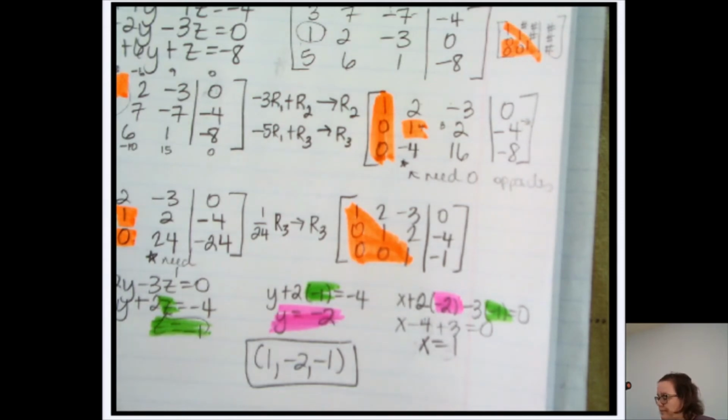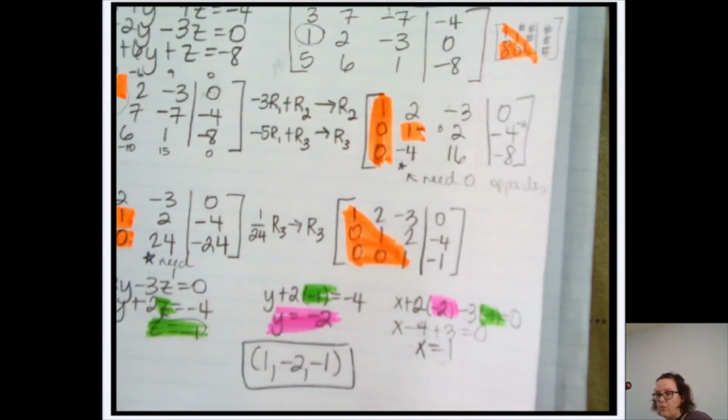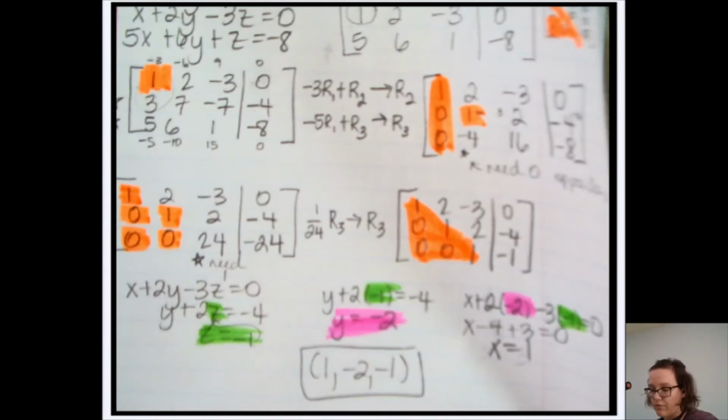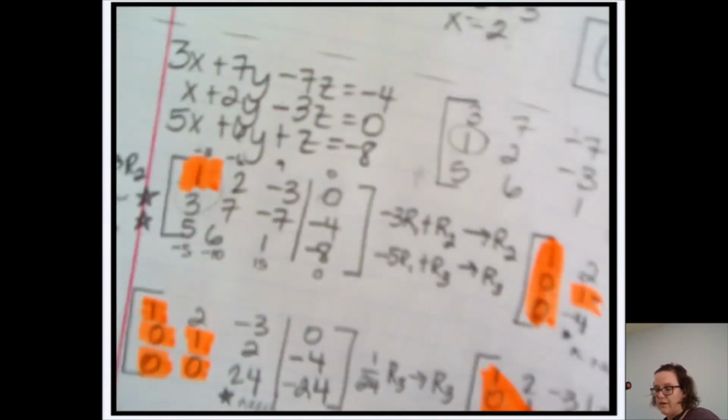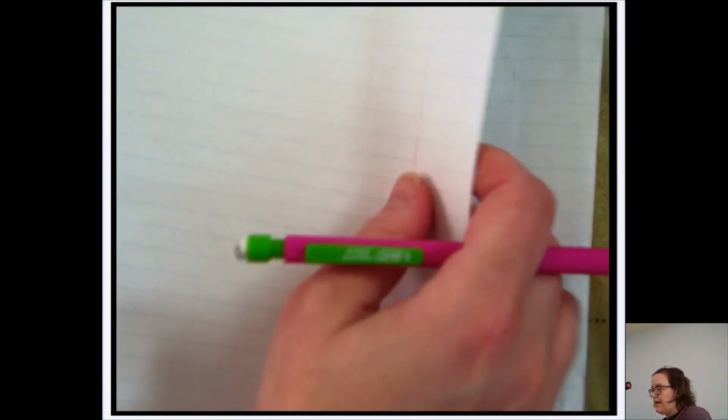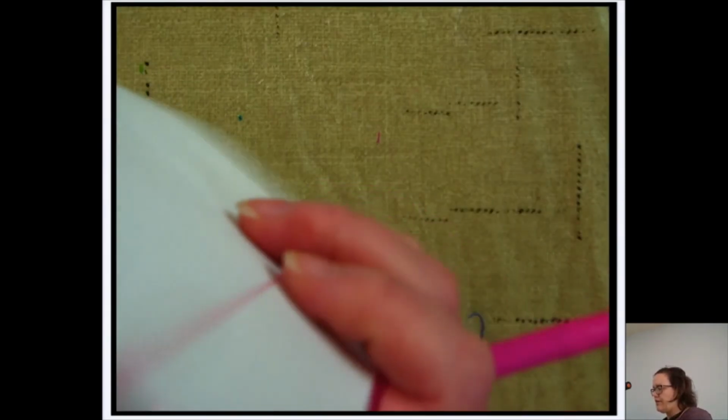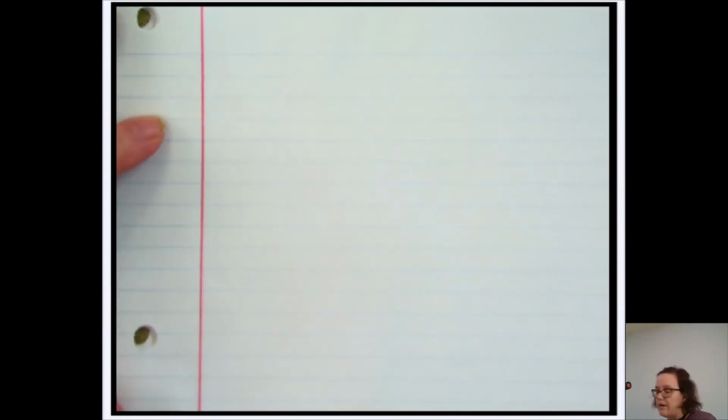Okay. So that is how we get 1s and 0s. So you get 0s by doing opposites, and you get 1s by dividing or multiplying by its reciprocal. Okay. So let's look at a couple more. And then tomorrow I'll have another example or two for you, and then you'll need to practice, okay, at least by yourself.